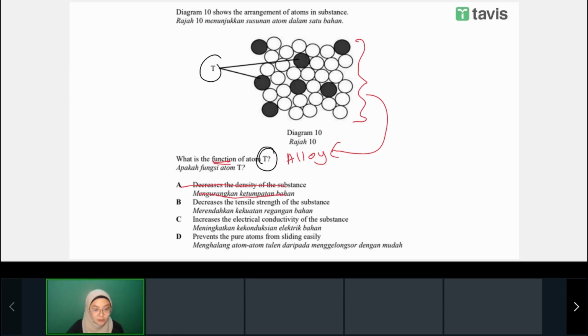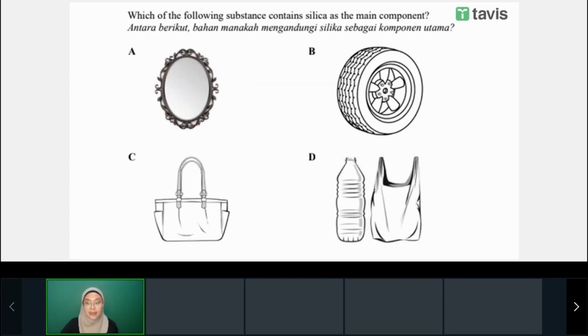Decrease the tensile strength of the substance? That also has nothing to do with it, so this one is incorrect. Increases the electrical conductivity? Also has nothing to do with it. Prevent the pure atom from sliding easily. Yes, D is the property of alloy. So this is the correct answer. Okay, let's see the next question.